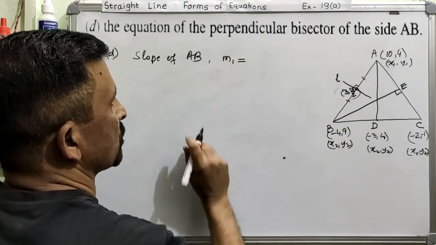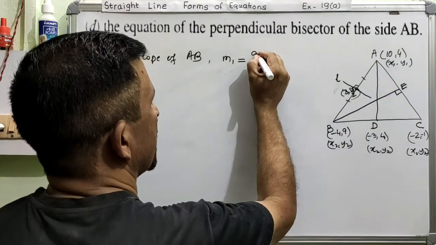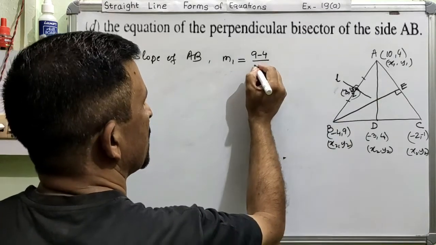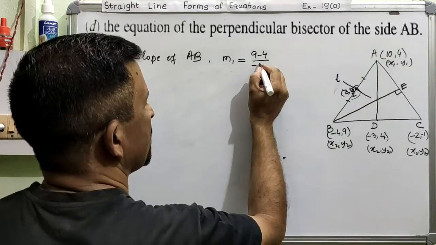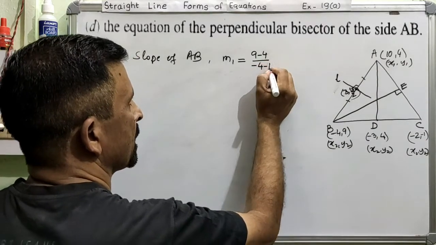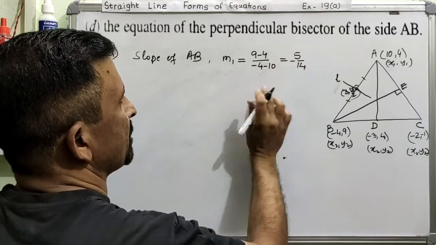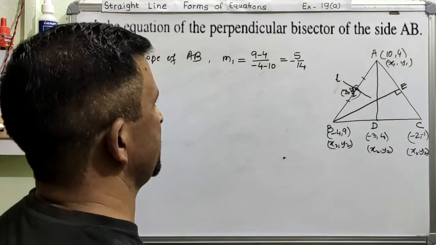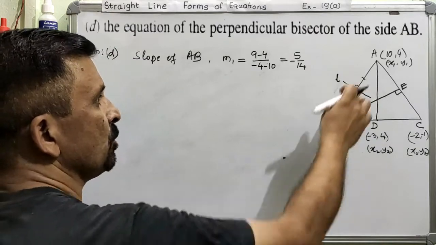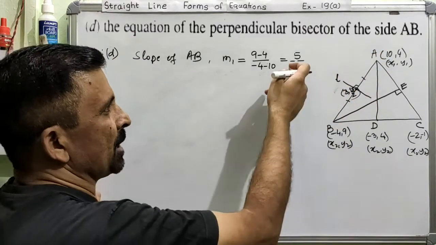M1 is equal to y2 minus y1 over x2 minus x1. 9 minus 4 over minus 10 minus 4. So this is 5 and this is minus 14. So this became your slope of AB side. And you know this L is perpendicular to AB. Therefore, the slope of this line L will be the negative reciprocal of this one.